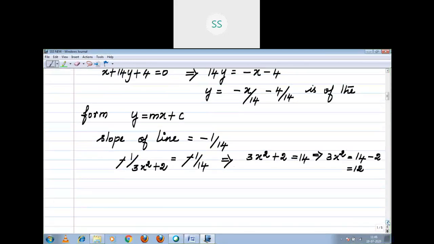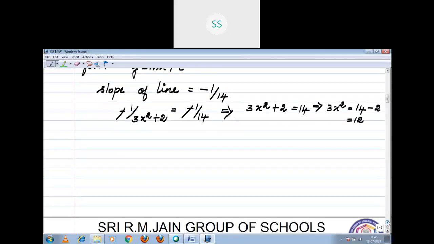Now, see here, 3x square equal to 12 you arrived. Then 3 fours are 12, which implies x square equal to 4.